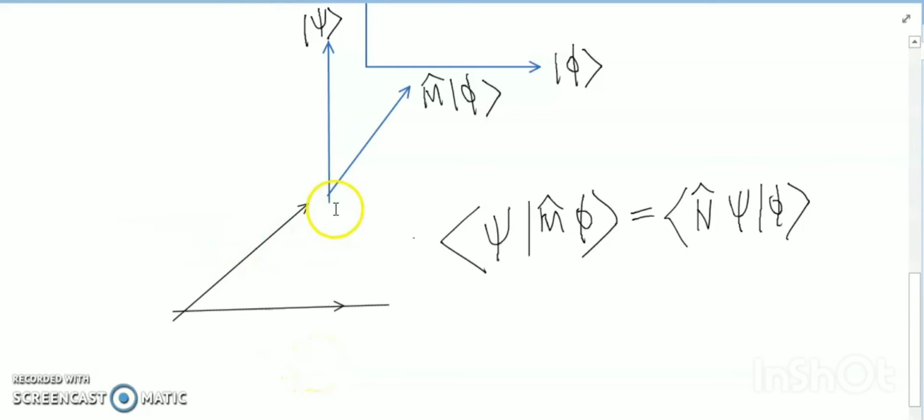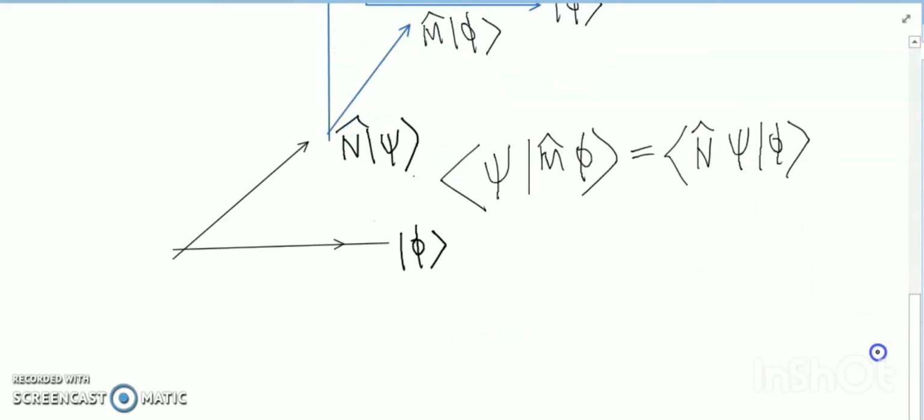So this is N acting on psi, and this is phi. This way we can write it. Now this operator is called the Hermitian adjoint. It turns out there is such an operator, and it is called the Hermitian adjoint.